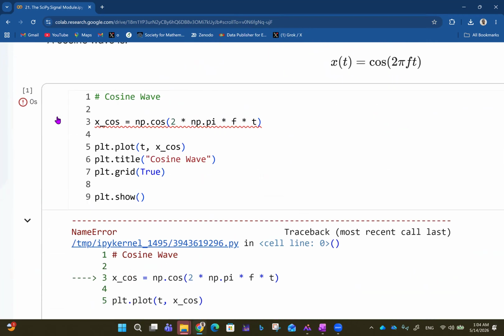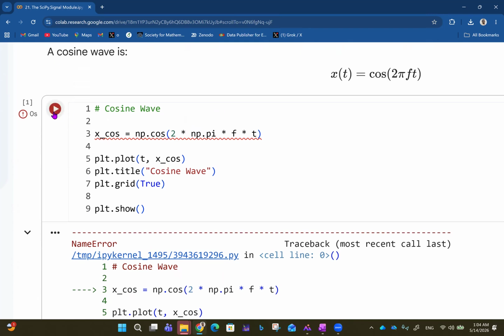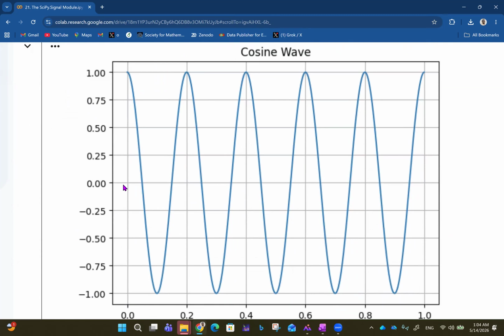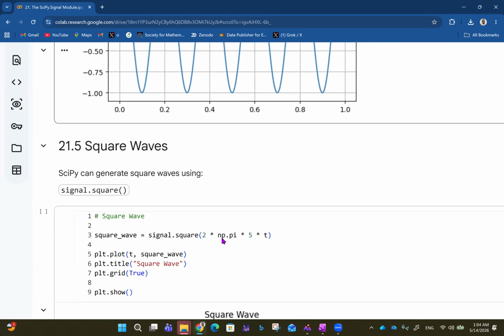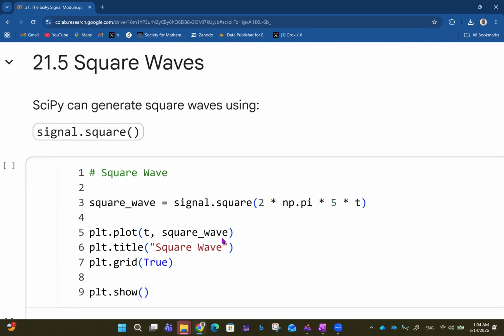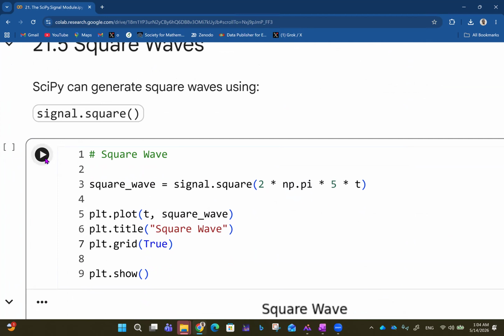So the sine wave starts from the origin, while the cosine wave doesn't start from the origin. It's starting from 1, while the sine wave started from 0. Okay, so you can have square waves. SciPy can generate square waves using signal.square. So a square wave is signal.square of 2 pi 5t. So instead of having the normal sine or cosine, you can have it in square form, but it's the same signal.